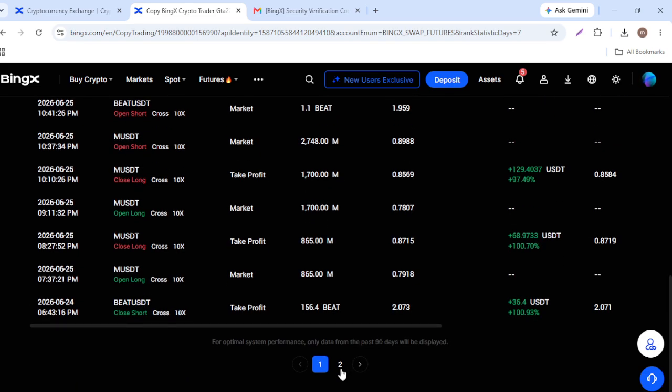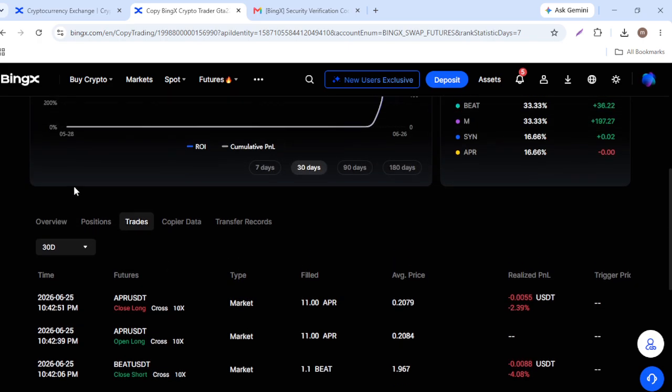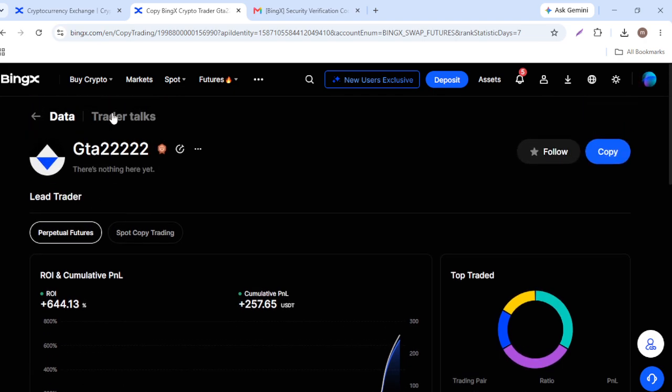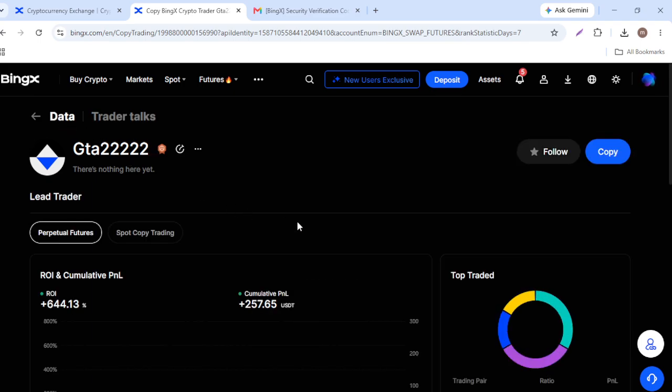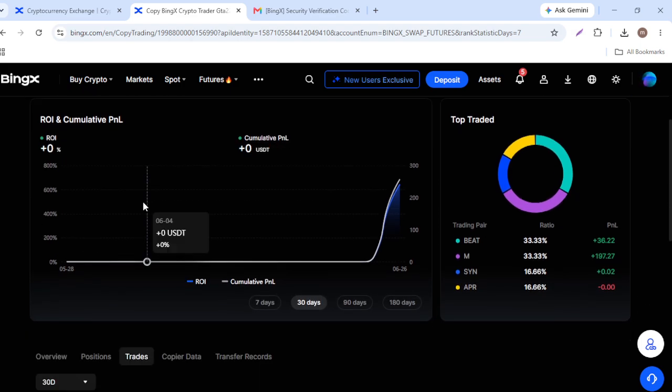Before you risk a single dollar of real USDT, use the VST feature. BingX allows you to copy these traders using Virtual USDT. Spend 1 week running a VST test on your chosen trader. If they burn through your virtual capital, you just saved your real portfolio from a disaster.